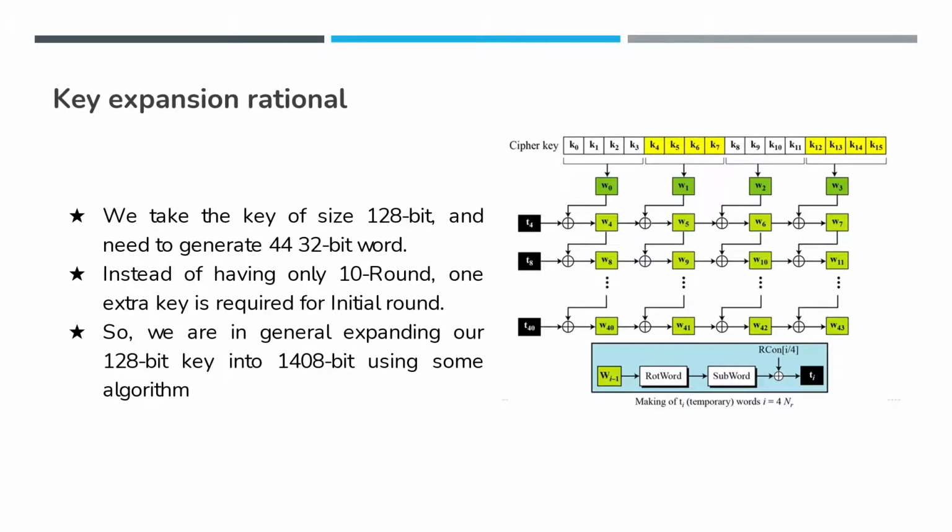Key expansion. So now we will have a 128-bit key, but we will need 44 32-bit words for full encryption of the given 128-bit plain text block. Instead of having 10 rounds, it will need an extra key for the initial round, which, as I mentioned, is a special round. So in general we are expanding our 128-bit key into 1408 bits using some algorithm. This algorithm is as shown in the block.